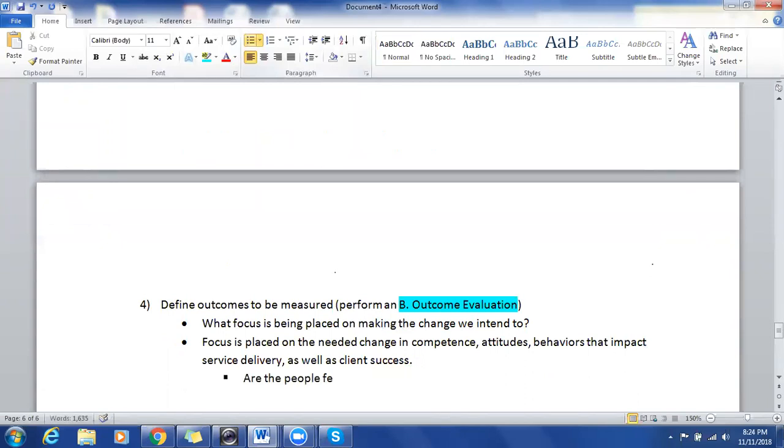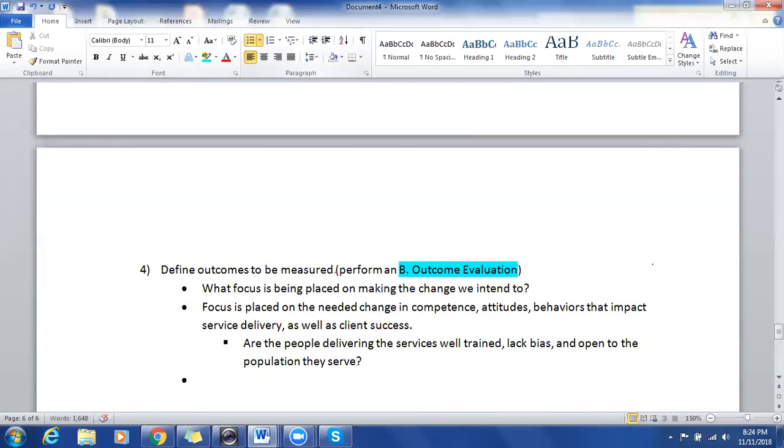So essentially, are the people delivering the services well trained, lack bias, and open to the population they serve? So if you can imagine, if somebody hates the population they're serving and they're pretty jaded and worn out, they're probably not going to be wanting to better help this population. They're going to be looking at them wildly and would often get less client success.